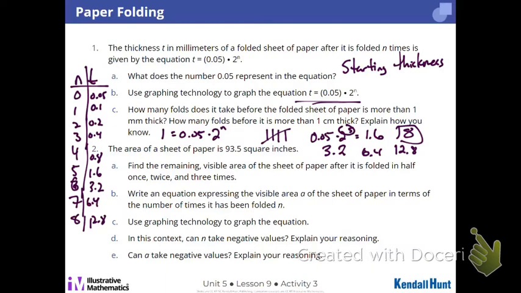All right, let's talk about this paper in the visible area. I'm going to jump right down to B. All right? So I'm going to say f of n equals, what was my starting size of this paper? 93.5. And what's happening to that area? It's going in half a certain number of times. So, if I fold it in half once, I'm going to do 93.5 divided by 2, which is 46.75.